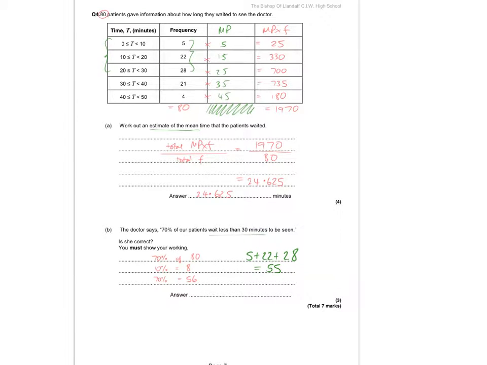So he said 70% of our patients wait less than 30 minutes to be seen. Is he correct? No, he's not correct, because he's slightly off. It is very, very close, but he's not correct. He is 1 person out. So the answer is no, he's 1 out. What you could do to prove it is say that 55 out of 80 times 100 is 68.75%. So he's just rounded it up to make it sound a bit more impressive, is what I'd say there. It's not true. It's actually slightly less than that.